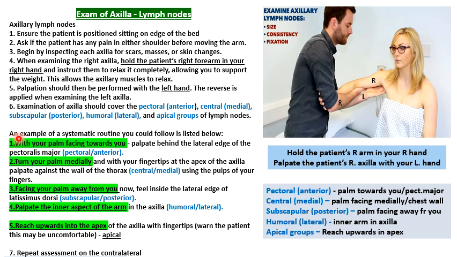Okay, the description here tells you how to go about examining the various groups, the 5 groups of lymph nodes in the axilla. And once this is completed, if you notice a lump, then you must describe the size, consistency, and fixation. These are very important. And once you have completed this, you have to do the same for the opposite or the contralateral axilla.